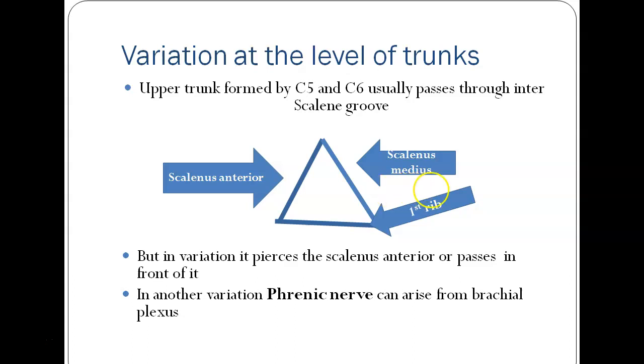But sometimes the upper trunk can pierce the scalenus anterior or pass in front of it. And there is another variation. Phrenic nerve can arise from brachial plexus.